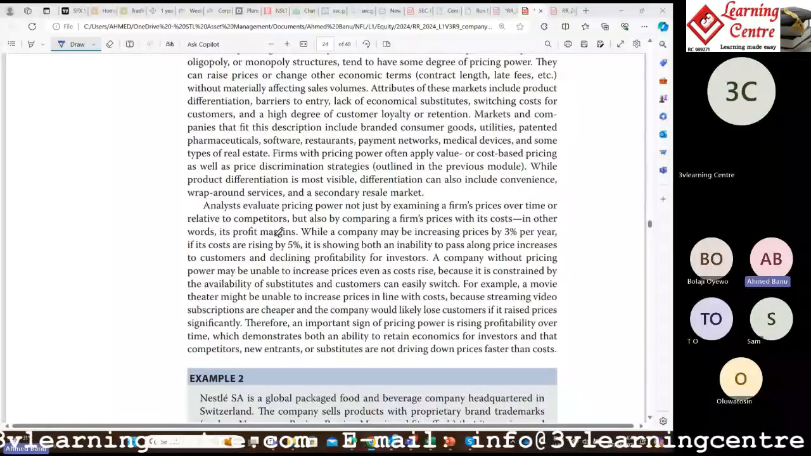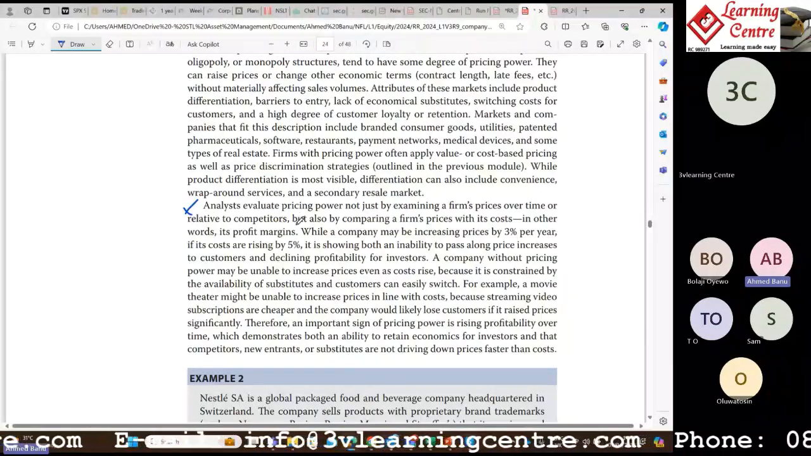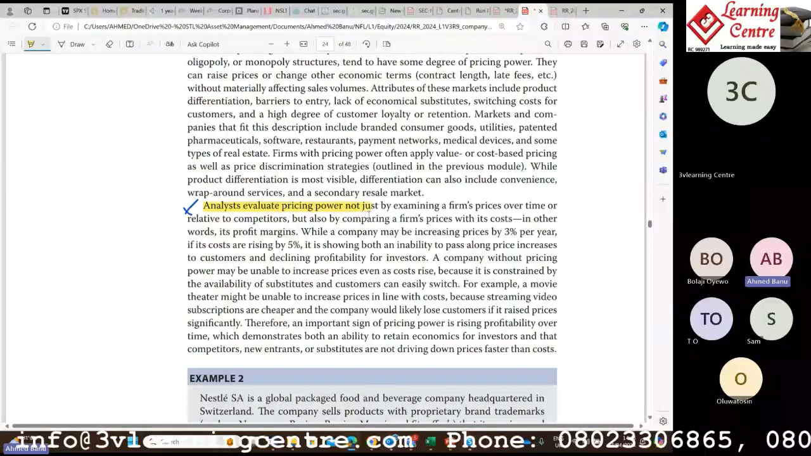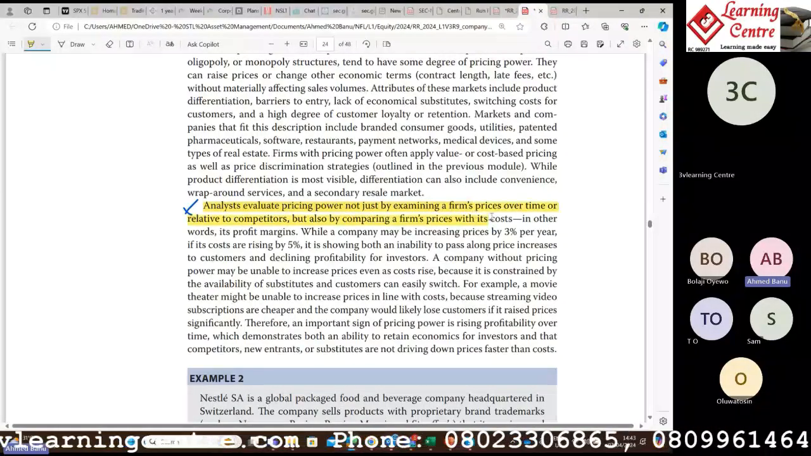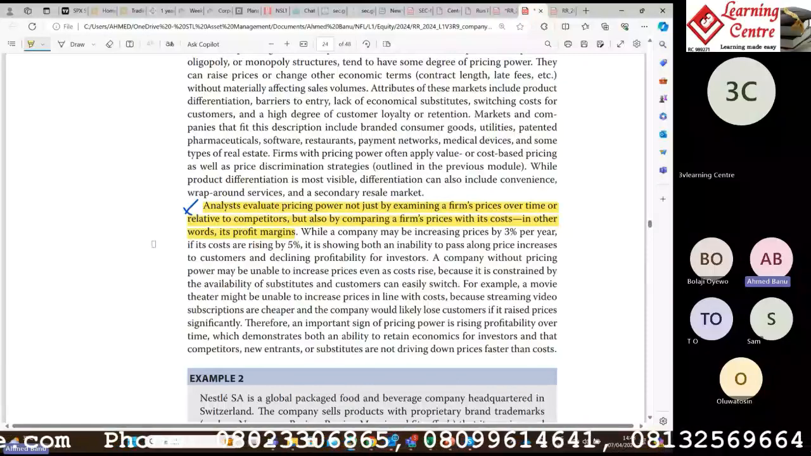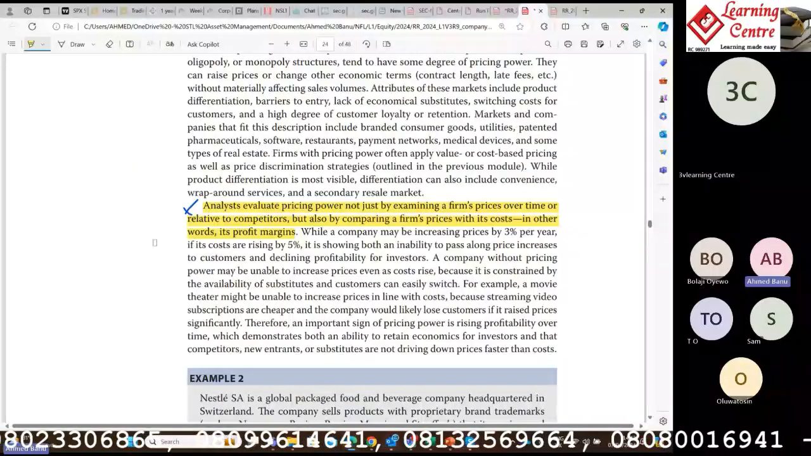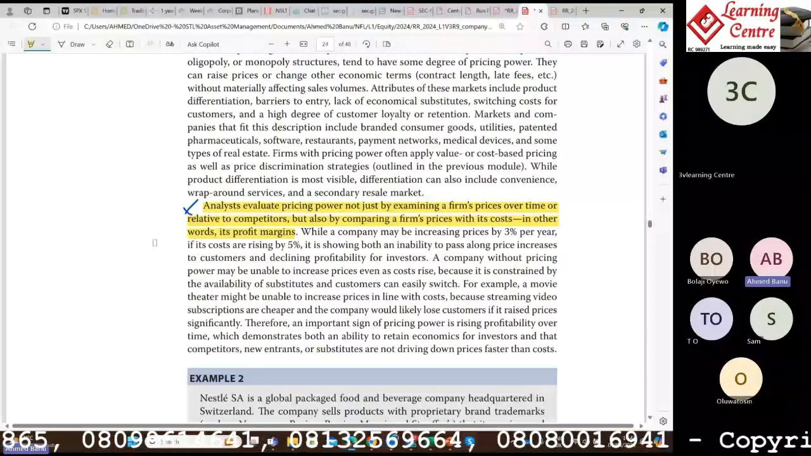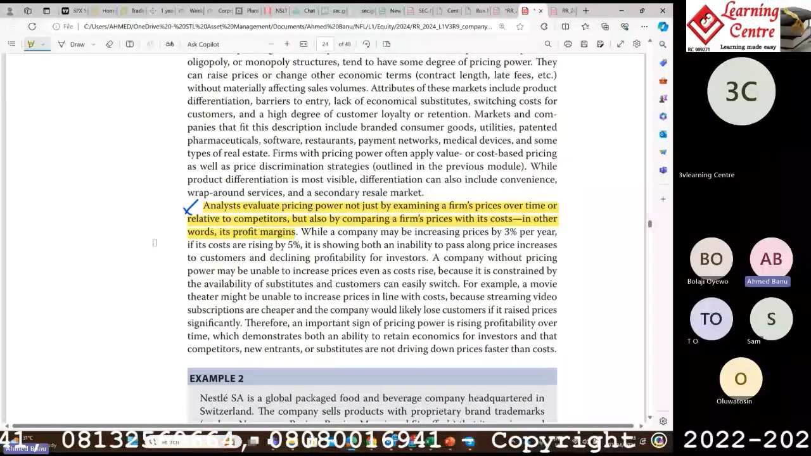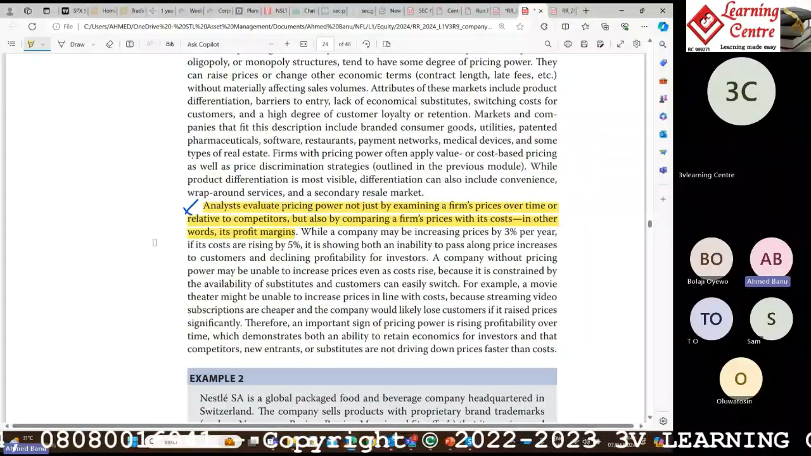So analysts evaluate pricing power not just by examining a firm's price over time or relative to its competitors, but also, and this is very key, by comparing a firm's price with its costs. In other words, its profit margin. So if the cost of production is high and price is almost close to the cost of production, then that firm might be having issues with price wars or pricing power.